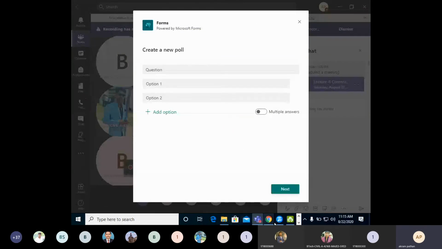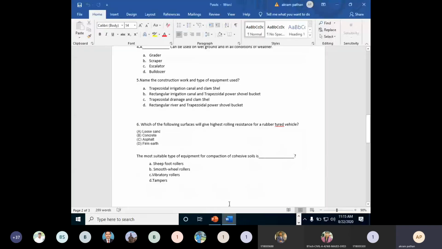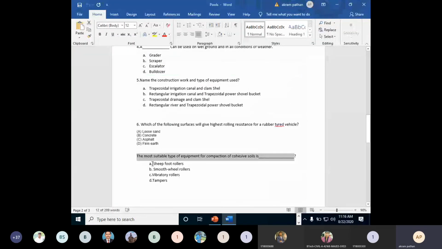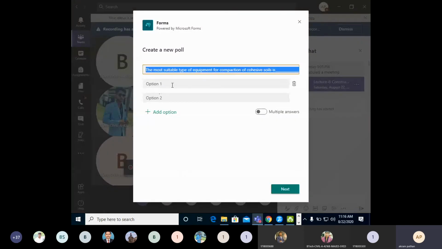Now the first question. The most suitable type of equipment for compaction of cohesive soil is, you have to pick the right one from the four options. The first option is sheep foot roller.